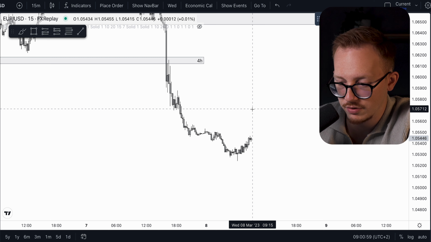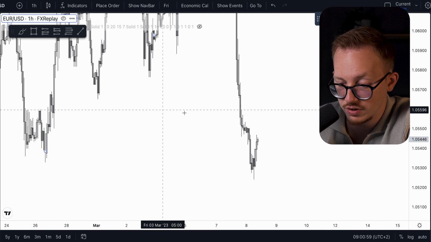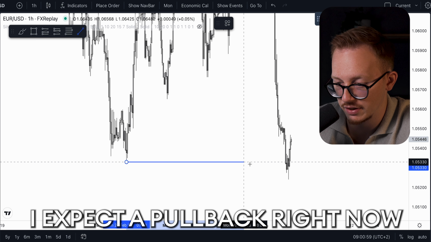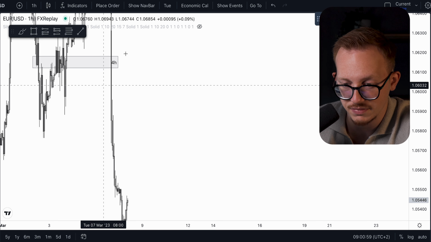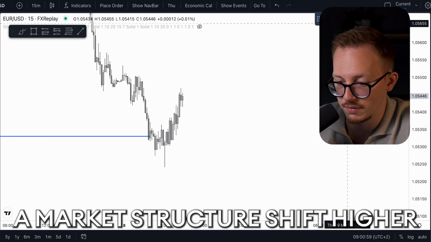So 9 a.m. in the morning, London open. Let's see, 1 hour. We took out this liquidity right here. So what do I expect? I expect a pullback right now to happen, maybe up to these highs up there. So I want to see price take out sell side liquidity and then give us a market structure shift higher.